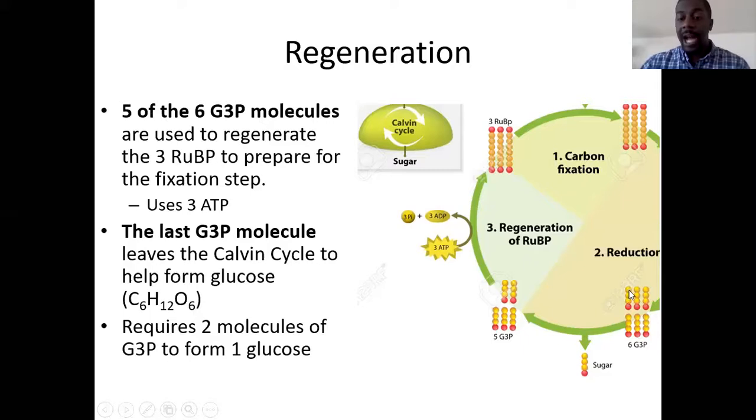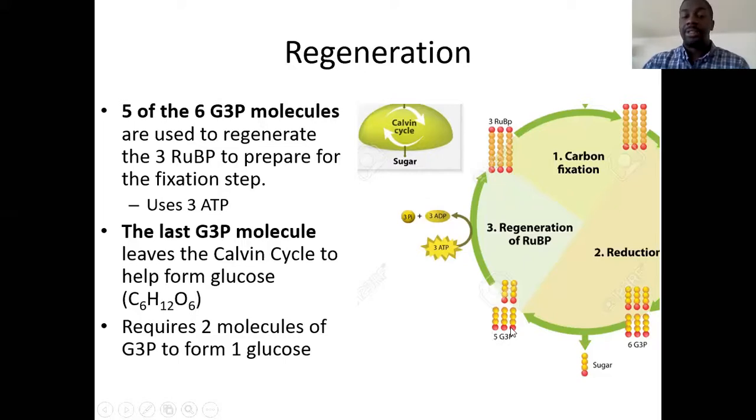So we're going to be taking 5 of those G3P molecules, which again have 3 carbons apiece, and that will be used to help reform RuBP, all 3 of those RuBP molecules. Okay, so you're going to regenerate RuBP, and in order to regenerate RuBP, that is going to use an additional 3 ATP molecules. So ATP is going to get used up to help regenerate RuBP from these 5 G3P molecules.